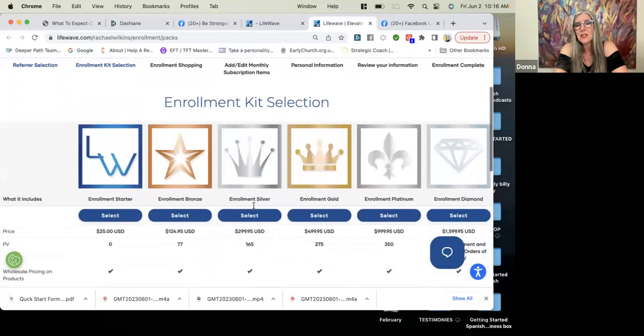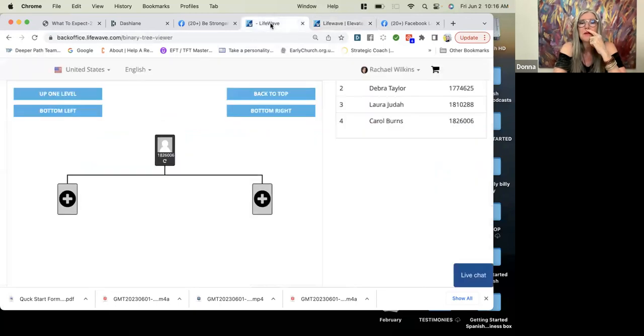Here's your kit selection. You click the select button on whichever one, and that takes you into a whole area where you choose your patches, et cetera, et cetera. Today's training is about the binary tree. So I'm going to go back to the tree.